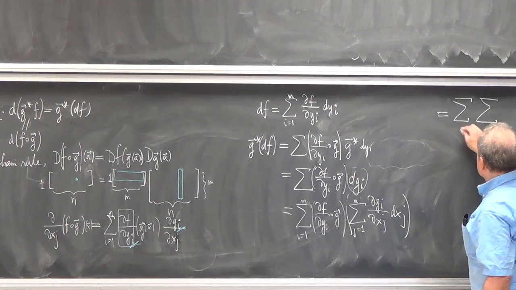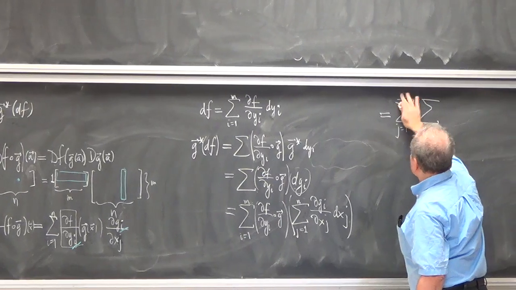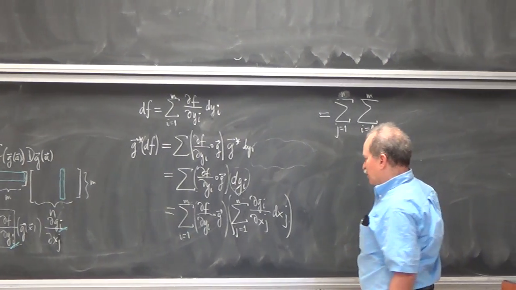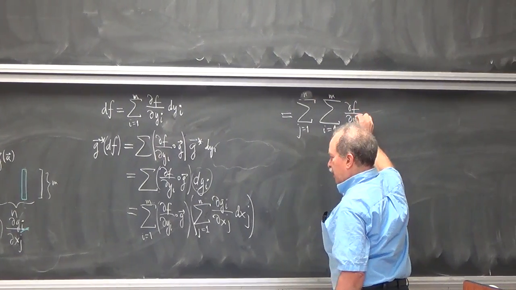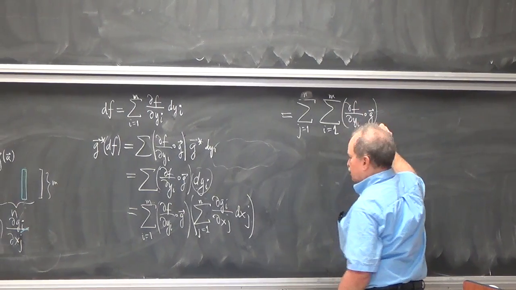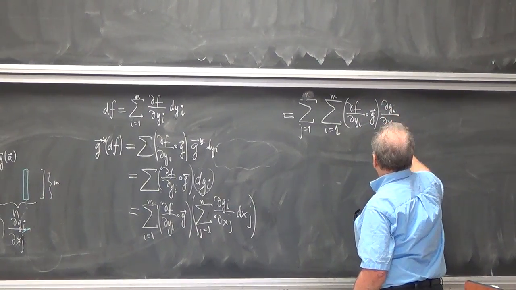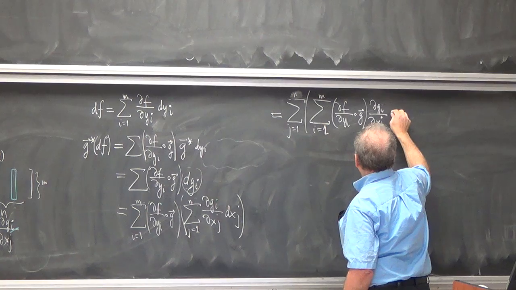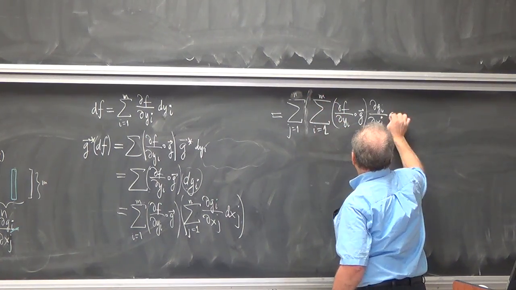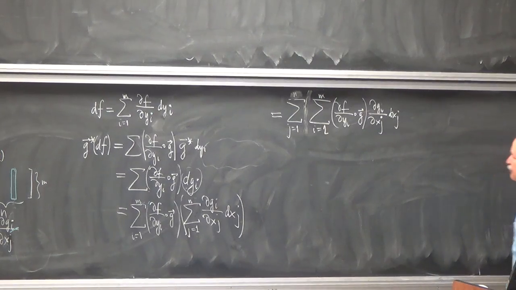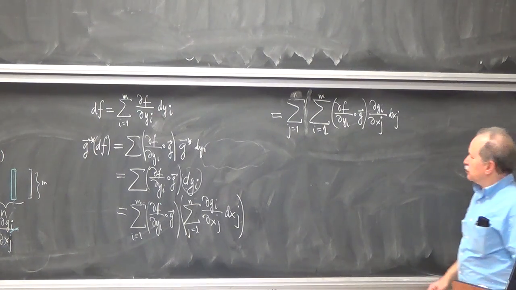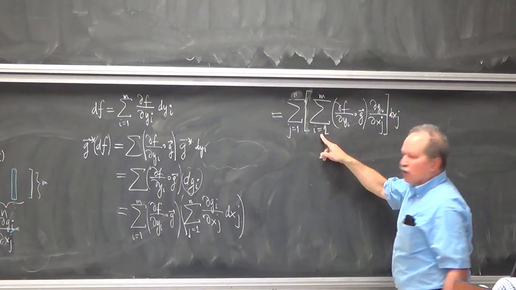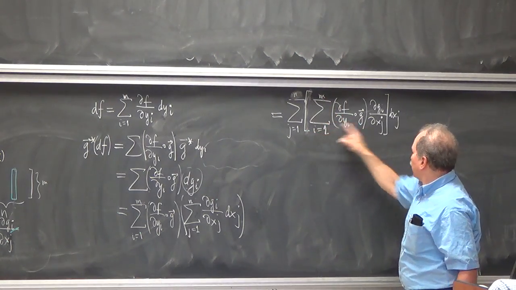Okay? But now let's switch the order of the sums, and then maybe it looks more familiar. So I've got the partial of f with respect to yi at g times the partial of gi with respect to xj, and then I'm going to sum that on dxj. So what's the coefficient of dxj? It's this sum where you vary i from 1 to m. This is the coefficient of dxj.